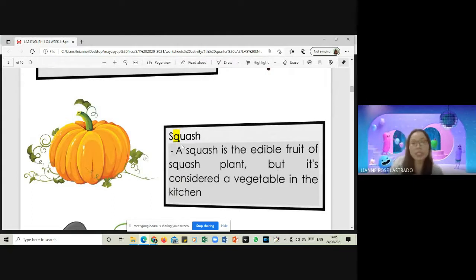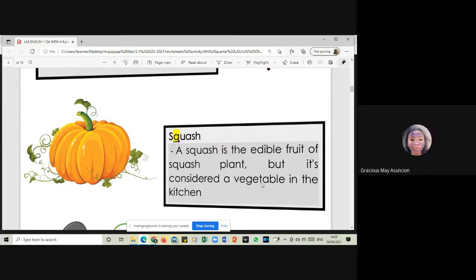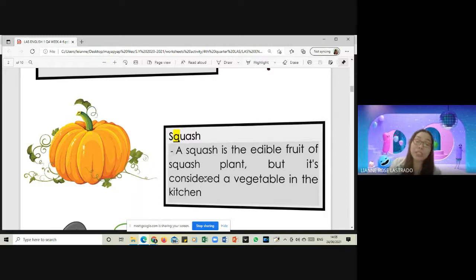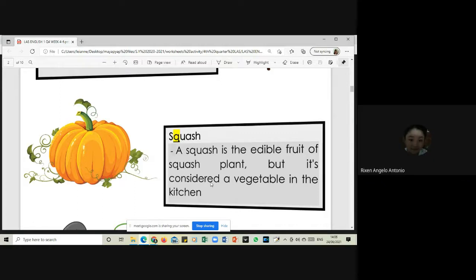Okay, we have here squash. Say squash. Squash. Mr. Angelo, will you please read the meaning of squash? Go. Squash is an edible fruit of the squash plant, but it's considered a vegetable in the kitchen.